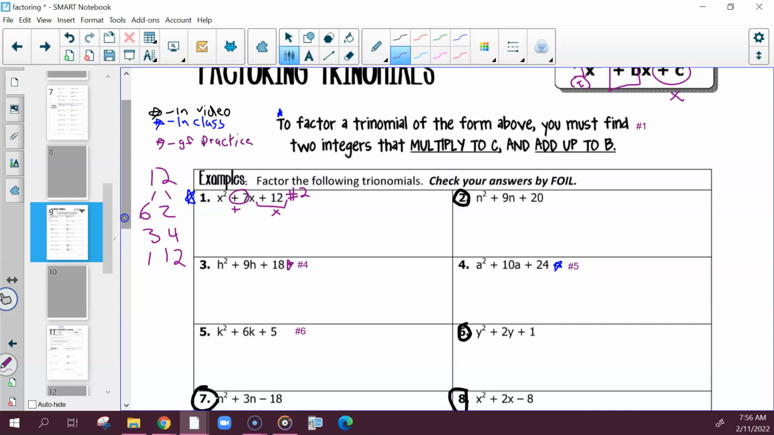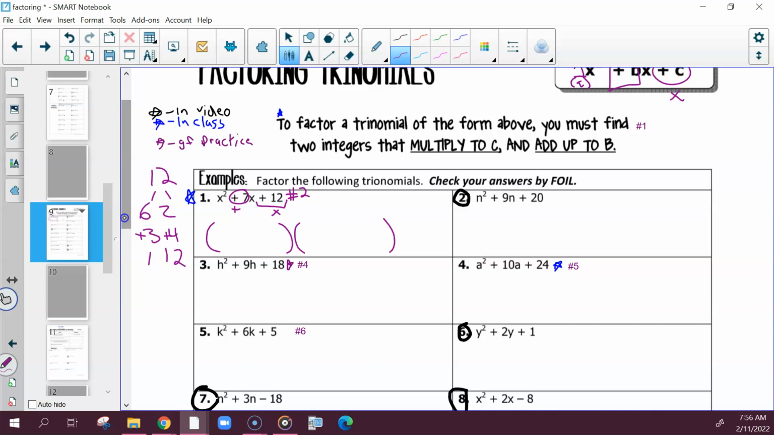So what I would do is, if 12 is positive and 7 is positive, that means if they're both positive, then both of your answers have to be positive. We'll deal with things that are not that case. So when we write our factors, there's going to be two sets of them.